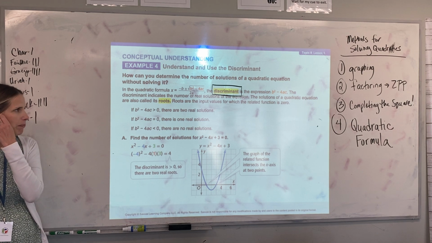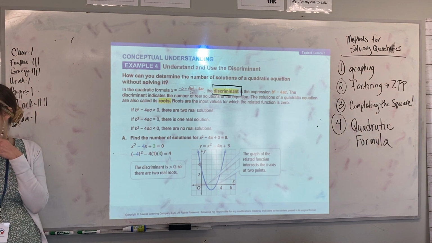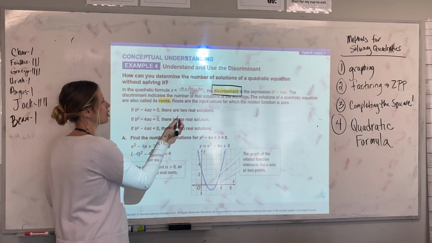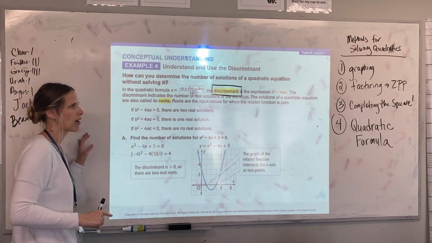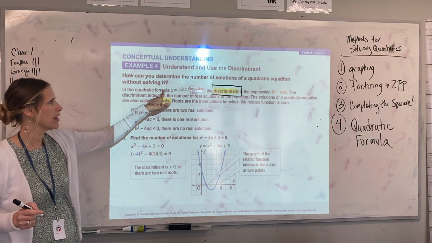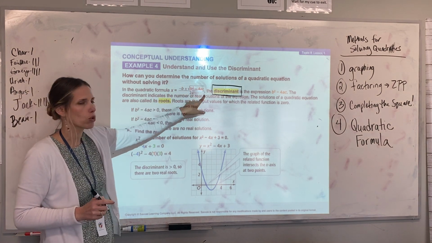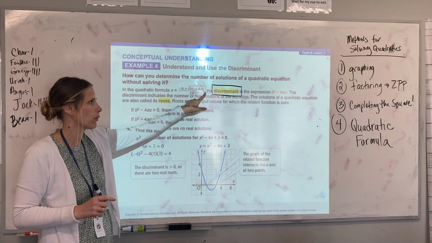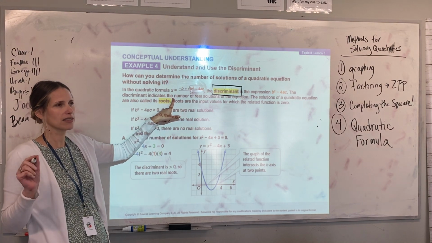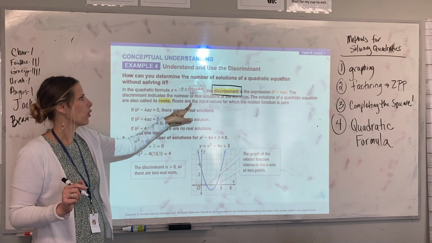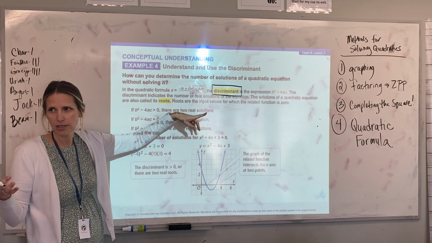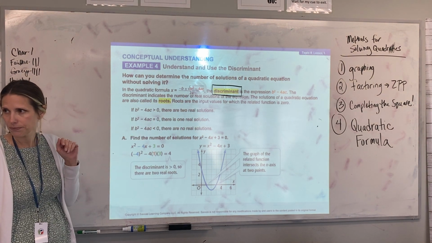Discriminant. The discriminant is a fancy word for this portion of the quadratic formula. So we just talked about how this whole thing is the quadratic formula, and we used it to find these solutions. I was going to say exact solutions, but it's not exact. You have to round it. This whole formula tells us the two solutions, or however many solutions it has. It tells us what the solutions are.